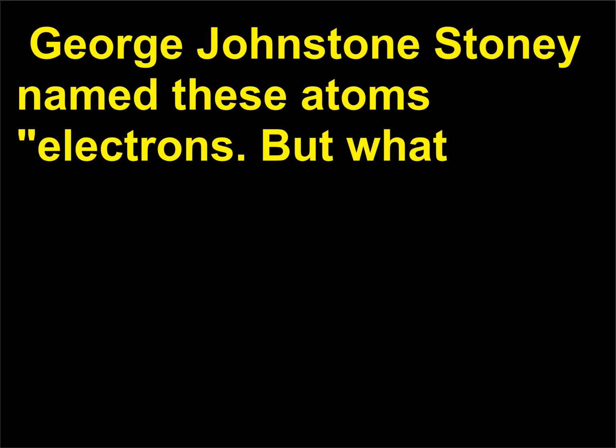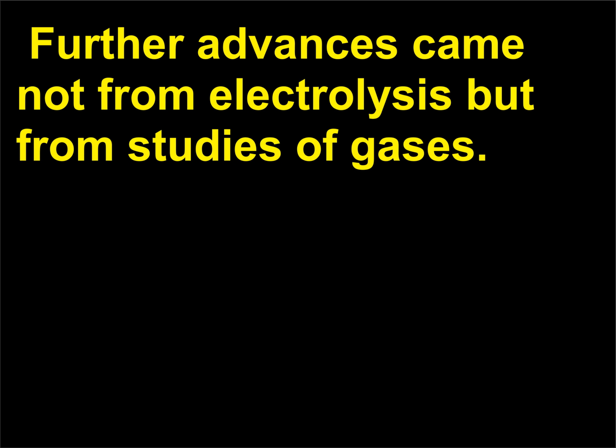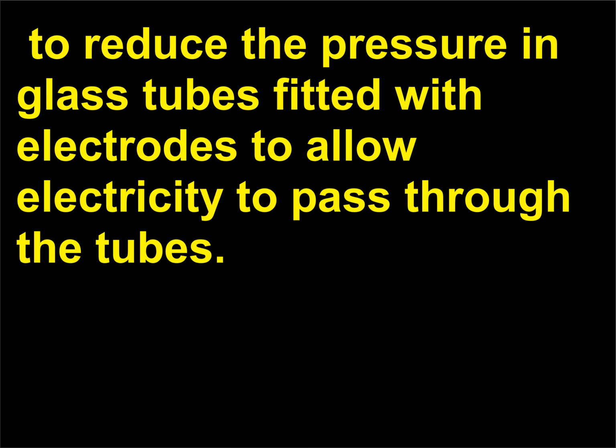But what were they? How was the electrical atom, the electron, discovered? Further advances came not from electrolysis but from studies of gases. In the 1700s and early 1800s, physicists used the vacuum pump, invented by Otto von Guericke in 1650, to reduce the pressure in glass tubes fitted with electrodes to allow electricity to pass through the tubes.